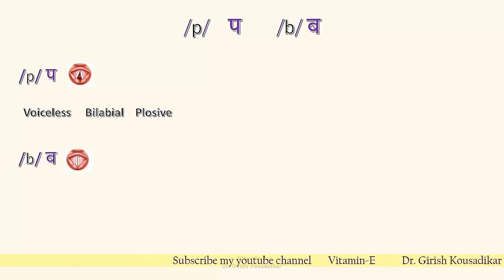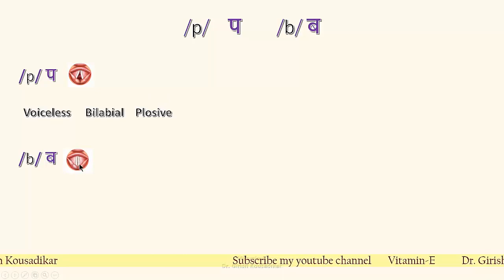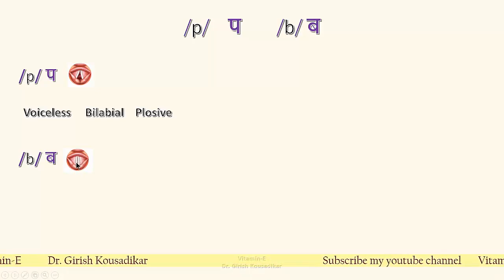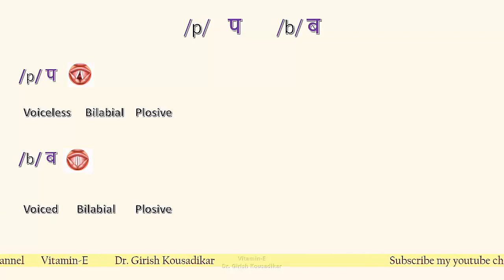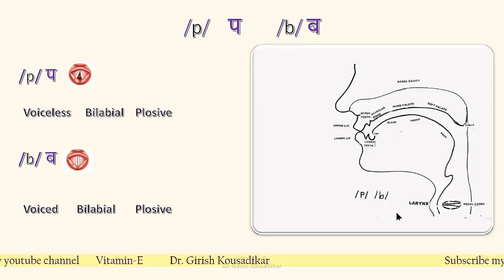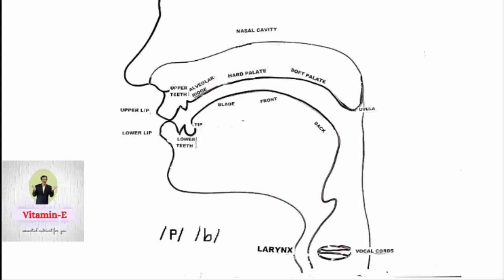In case of b, the vocal cords are joined together and so the air has to push with certain vibration, and so b is termed as voiced bilabial plosive. Now we will make it more clear with the help of this video. In this video we will see the first 2 sounds, consonants p and b, which are termed as bilabial plosives.